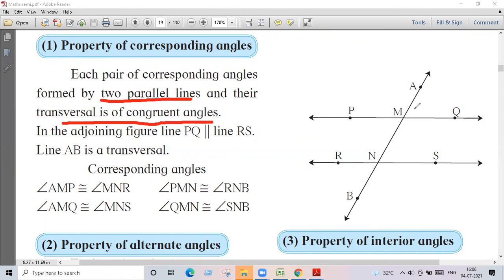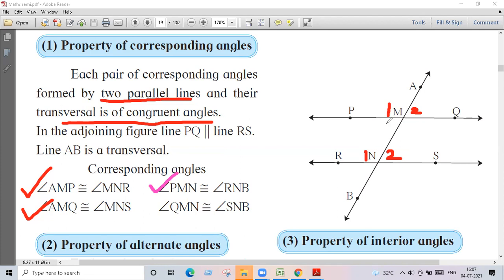You can see here, the corresponding angles AMP and MNR. So this is one pair. The second pair is AMQ and MNS. This is your second pair. Then you have two more pairs. Third pair, I will change the color. This one is the third pair.